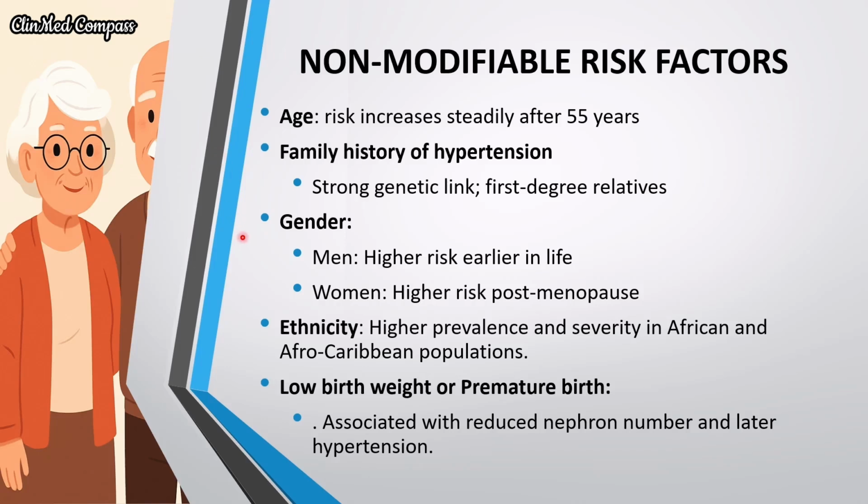Next is gender. Gender matters too. Men are more likely to develop hypertension earlier in life. However, women will definitely catch up after menopause. Next is ethnicity. This is very critical. People of African or Afro-Caribbean descent tend to have higher prevalence, more severe disease, and earlier complications. Low birth weight or premature birth has been linked to a smaller number of nephrons, which may predispose individuals to hypertension later in life.